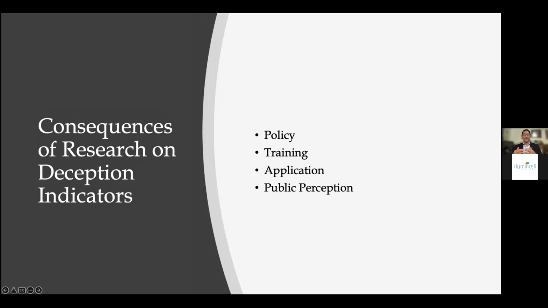Organizations will develop policies around what is known and not known about behavioral indicators to inform their operators, whether they're law enforcement, other individuals in security, intelligence, loss prevention, or anybody involved in credibility assessment. Organizations can create policies, and the consequences of research on deception indicators can also inform training.